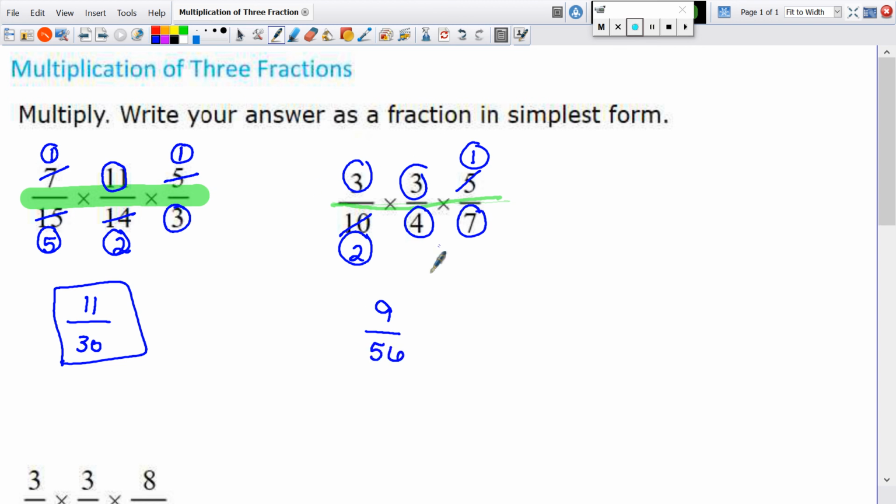So if you simplify as you go along, then you have smaller numbers to deal with. So 9 over 56.